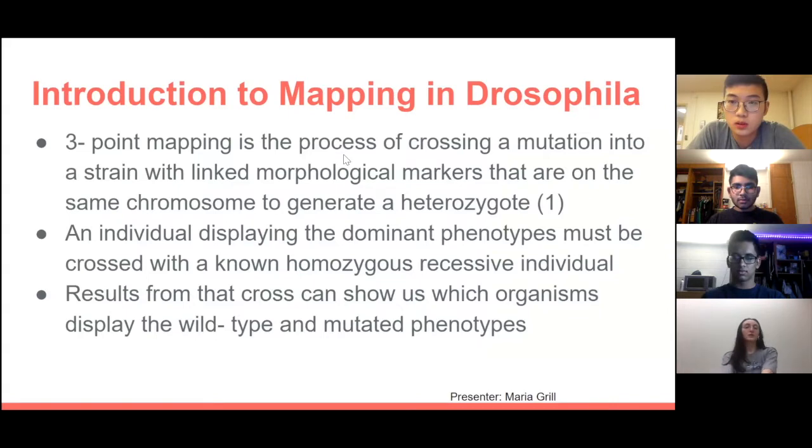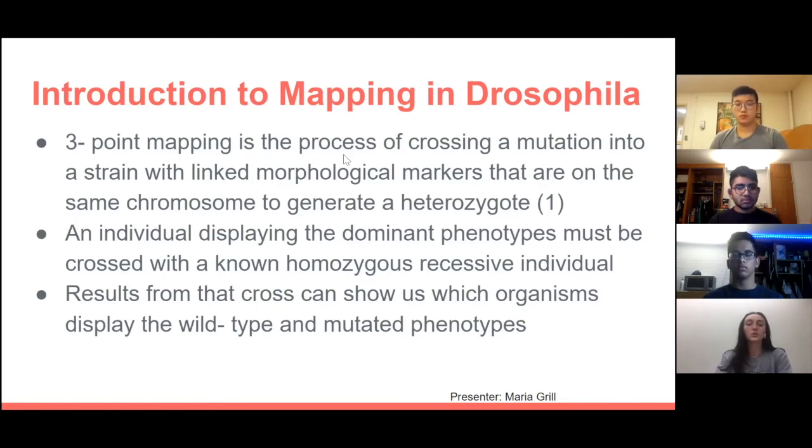So a quick introduction to mapping. 3-point mapping, according to a research study done in 2006 on gene mapping in worms, is the process of crossing a mutation into a strain with linked morphological markers that are on the same chromosome to generate a heterozygote.